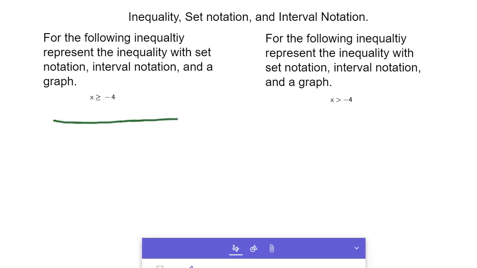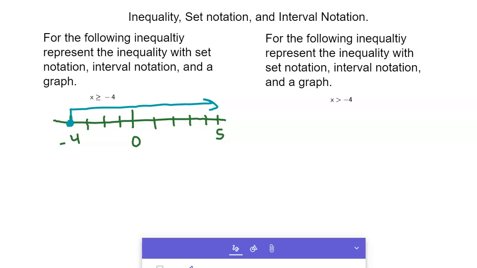First off, you want to make sure you understand what's going on here. So if this is 0, 1, 2, 3, 4, there would be negative 4, and 2, 3, 4, 5, there would be 5. And so we can think about what values would make this true. Well, negative 3, negative 2, negative 1, 0, 1, anything to the right, and including negative 4. So we would have a closed circle there at negative 4, and all the points to the right would work. And that's how you'd represent that graphically.